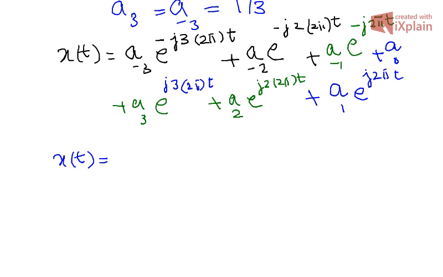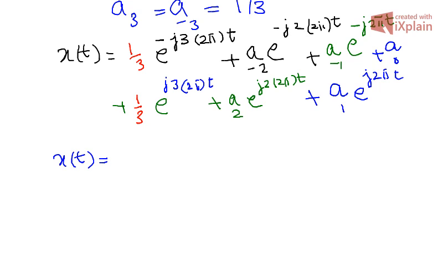Now the values of a sub minus 3, a sub minus 2, these values are also given. So we can just substitute these values. Now in this equation, I would like to substitute these values as well. So if you put these values, a of minus 3 and a of 3, that is given as 1 over 3. So I have 1 over 3 here and 1 over 3 here.